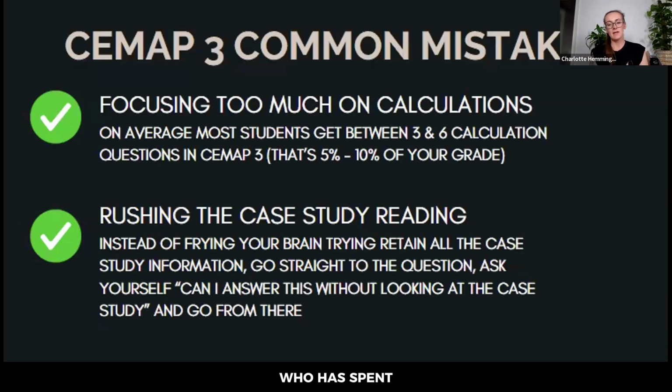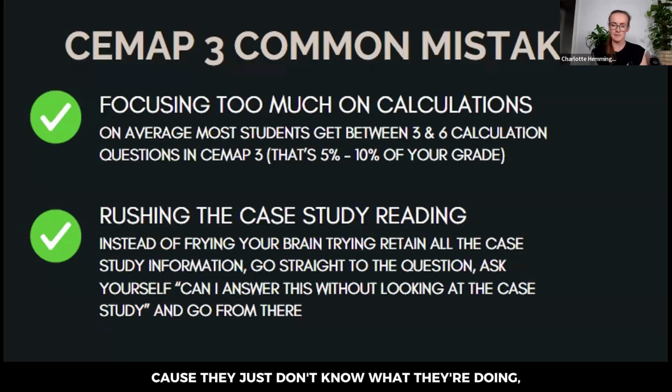Who has spent an extraordinary amount of time stressing and lying awake at night and recapping calculation questions because they just don't know what they're doing? Okay, fab. So quite a few people have done this. The feedback has been that you will get probably no more than 6 calculation questions in CeMAP 3, but you're going to get 12 on life insurance and financial protection. So stop wasting time on calculation questions, please.